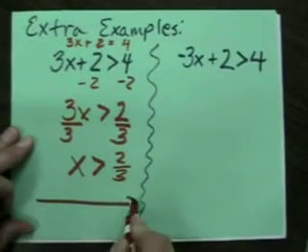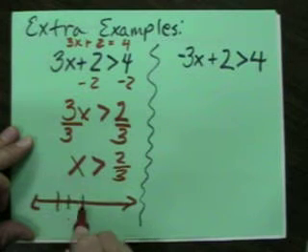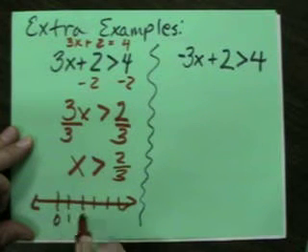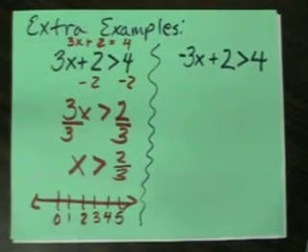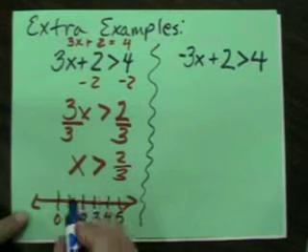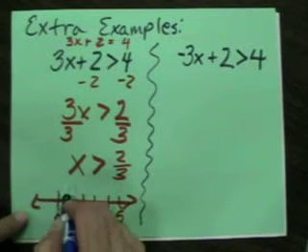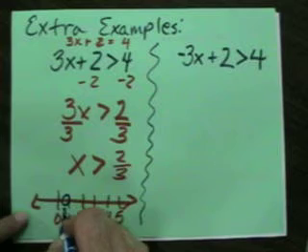On the number line, we can graph things that aren't exactly on the integers. So this one is 2/3. I know 2/3 is about right here. If I wanted to be really exact, I might put 2/3 under it.